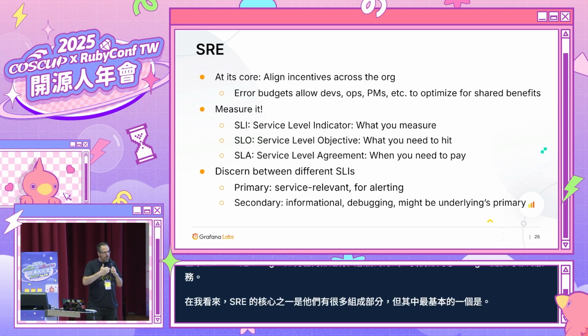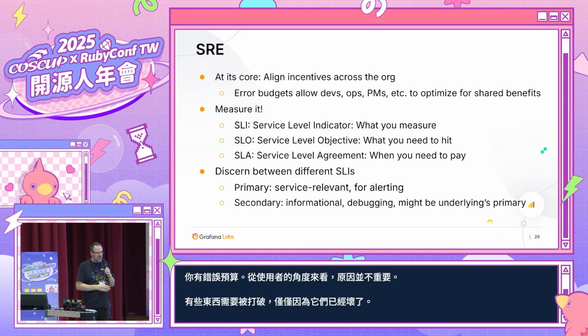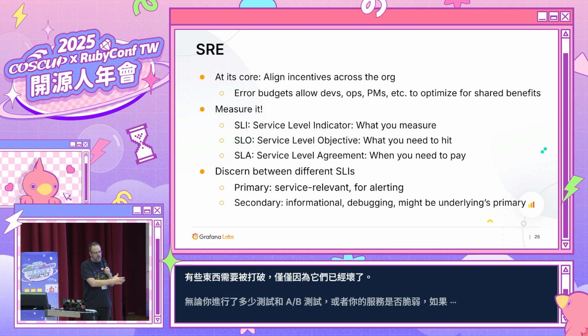From the perspective of the user, it does not matter why something is broken, only that it is broken. So it does not matter if you run a lot of tests and a lot of A/B testing, or if your service is really brittle, or if the software is really bad. It does not matter as long as the user gets good service or bad service.